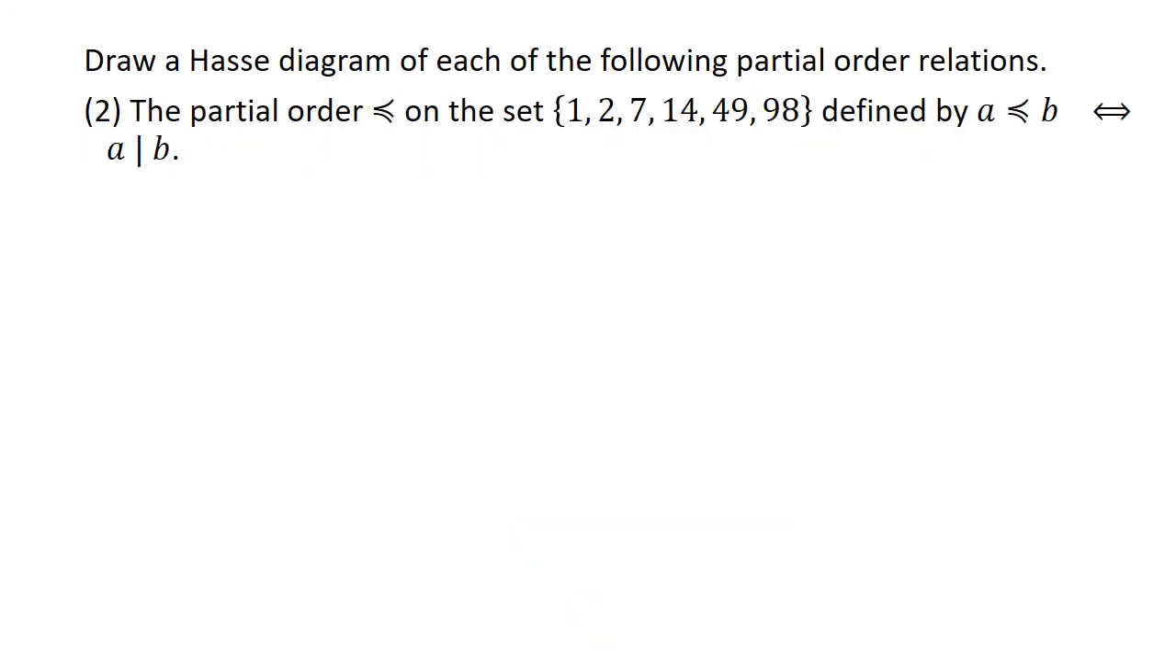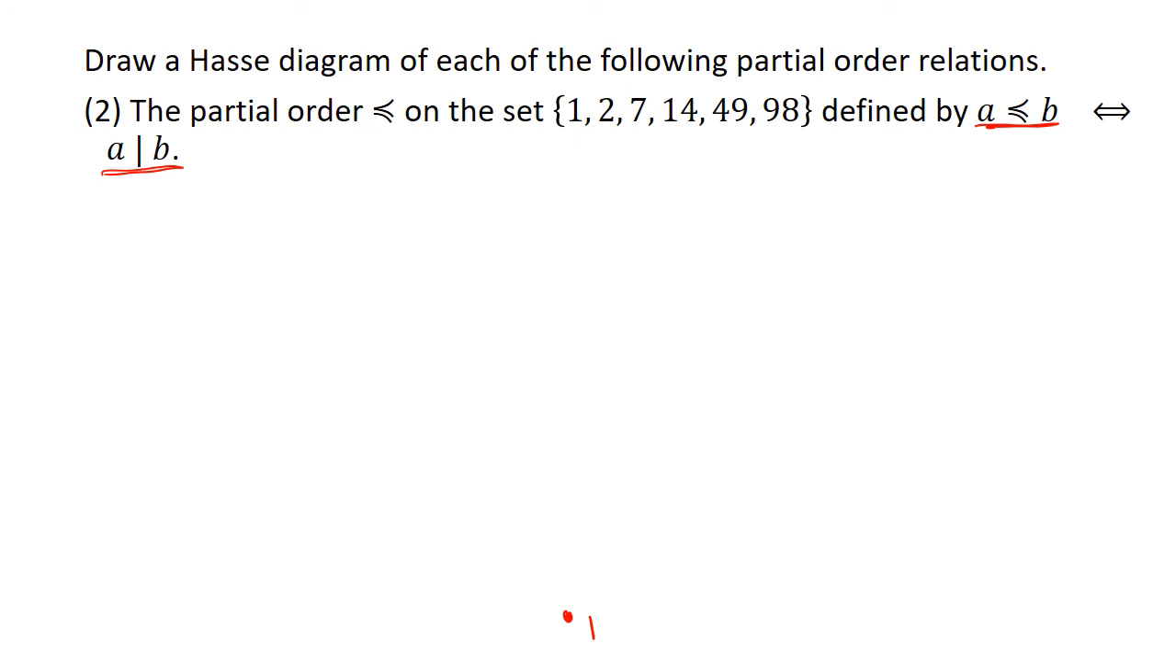Okay, so let's do one of these with the divisibility relationship. We're going to say that A is less than or equal to B if A divides B. So again, I'm going to start with the one that divides the most other numbers, which is the number 1, which divides all of the other numbers. So I'm going to put 1 at the bottom, and then 98 will be at the top probably.